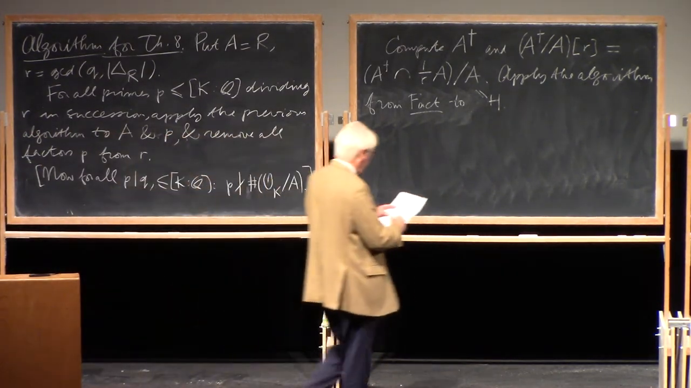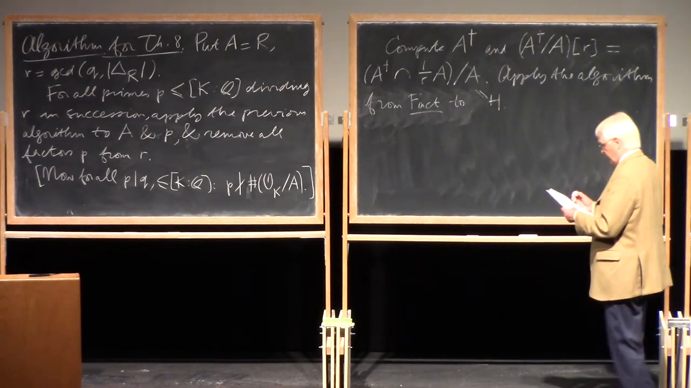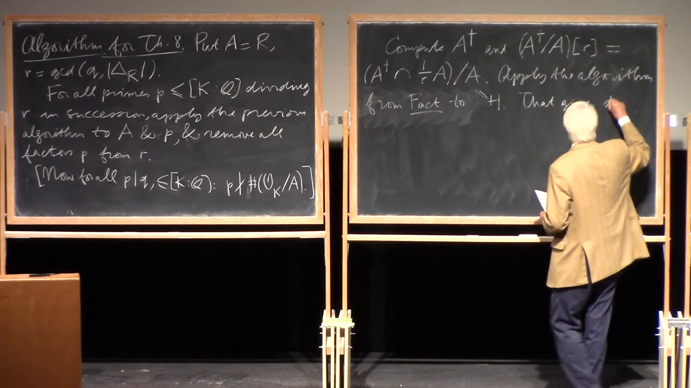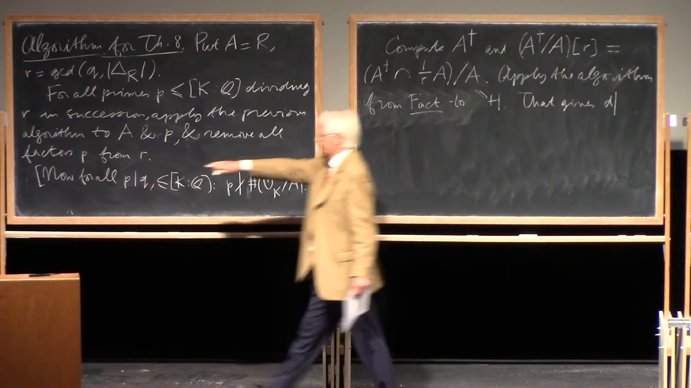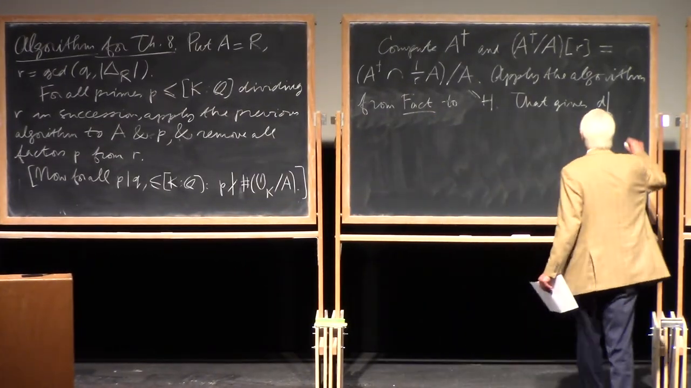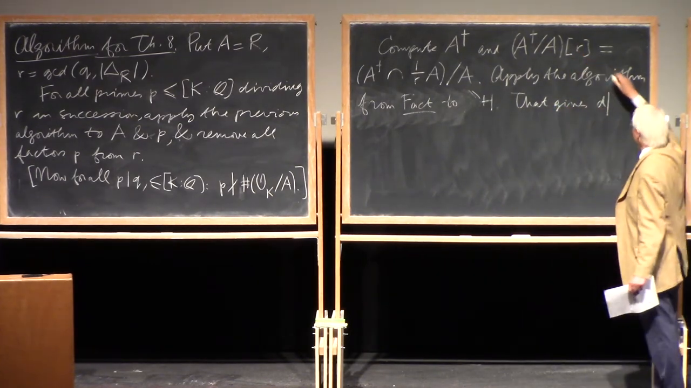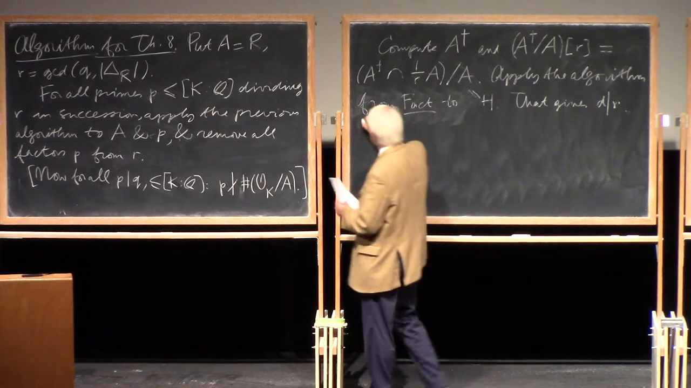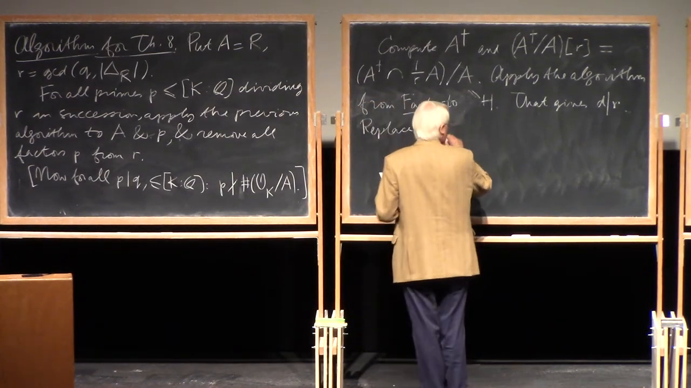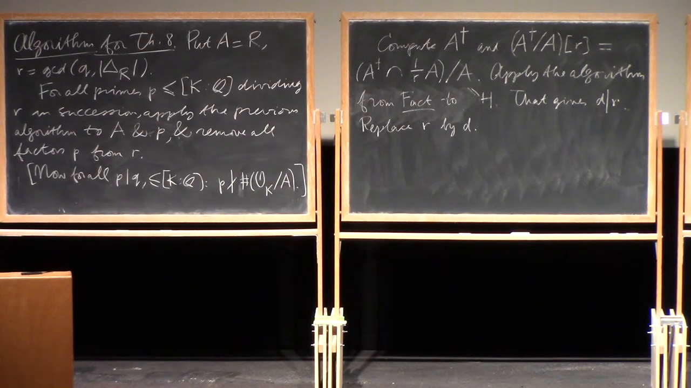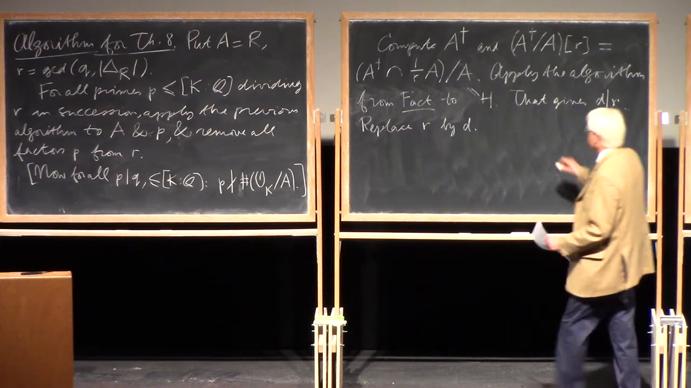And if you have done so, then you are given a number D, so that gives D dividing the exponent of H. It is also divisible by all prime factors of that exponent, but the exponent of H is certainly at most R. It divides R because the whole group is killed by R. And what you do now is that we replace R by D. So if H is not already projective, then we will certainly reduce R here. R is getting smaller.